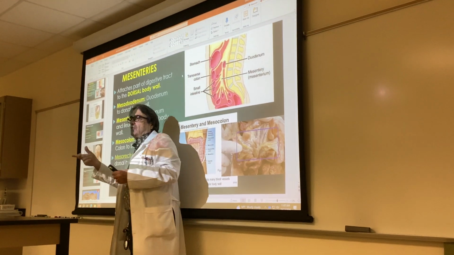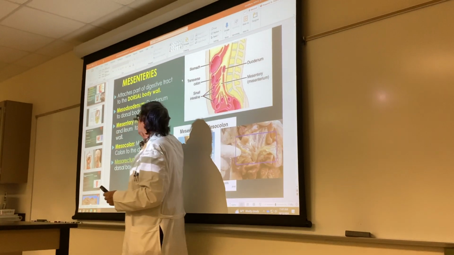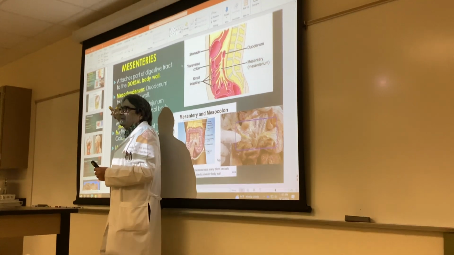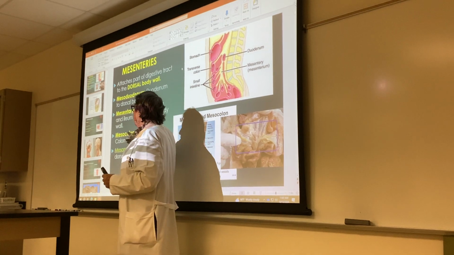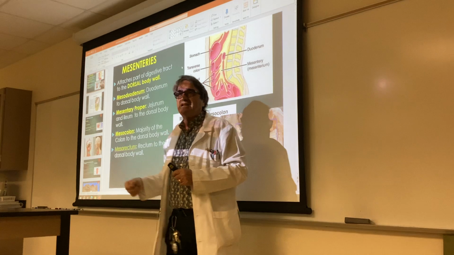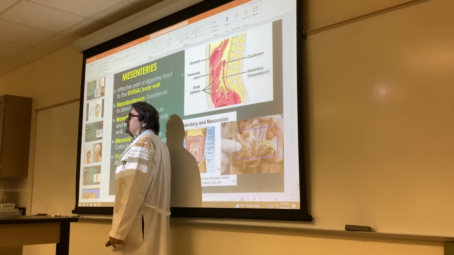Or you got this, what comes out of the stomach? Oh, the duodenum, or duodenum, whichever pronunciation you like. And so the mesentery that's attached to that is mesoduodenum. You should know all of these, all right? Mesoduodenum, mesentery proper, mesocolon. We don't do the mesorectum. That's kind of difficult to even identify. You should know it exists, but we're not going to test you on that one.